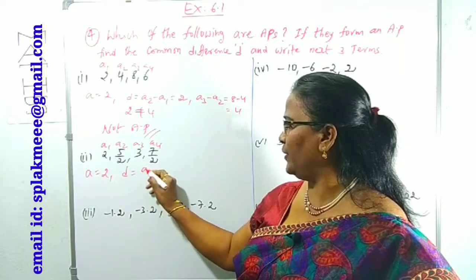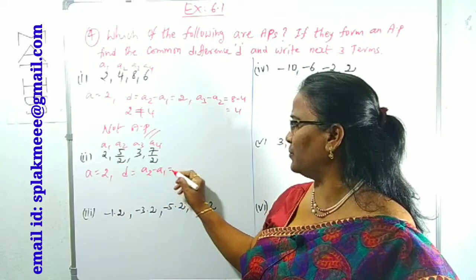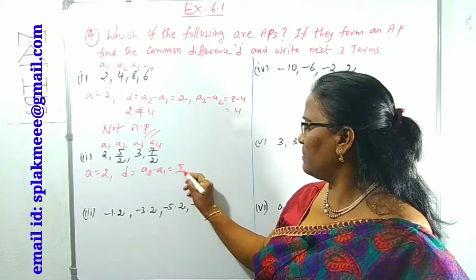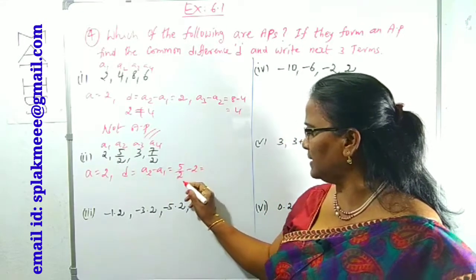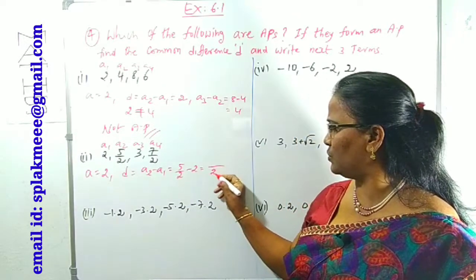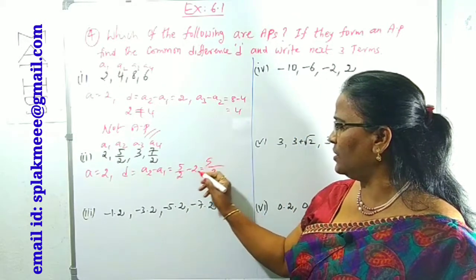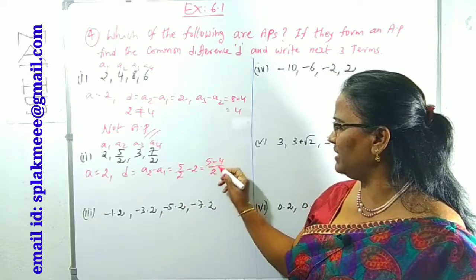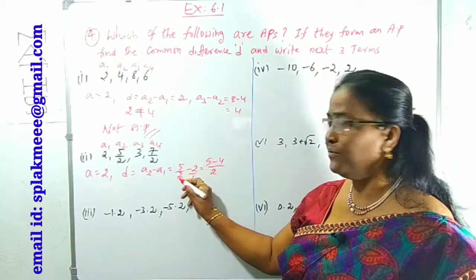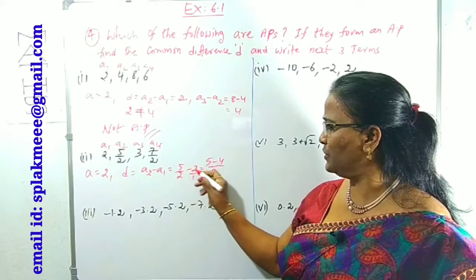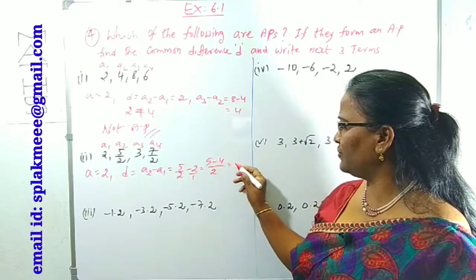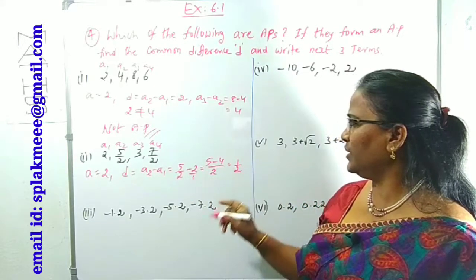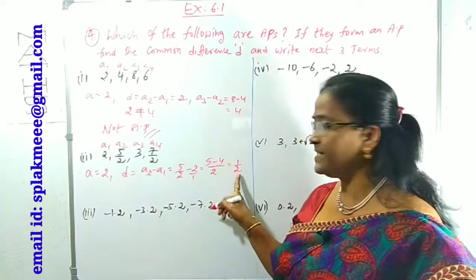D is A2 minus A1. First we can find it out: 5 by 2 minus 2. Taking the LCM here, you know very well, LCM of 2 is 2. 2 into 2 is 4. Cross multiplication you can do like this: 5 into 1 is 5, 2 into 2 is 4. 5 minus 4 is 1 by 2. So D, by taking A2 minus A1, is 1 by 2.